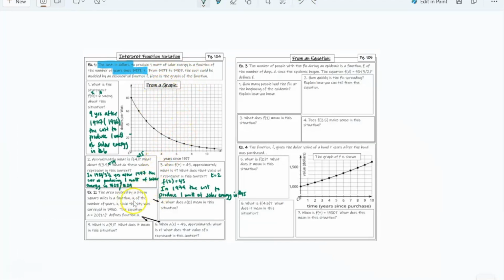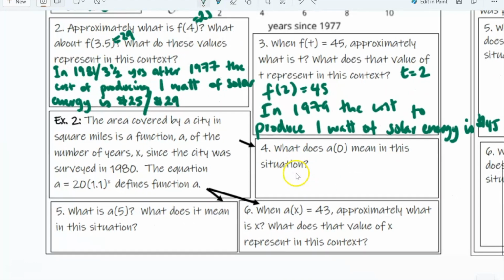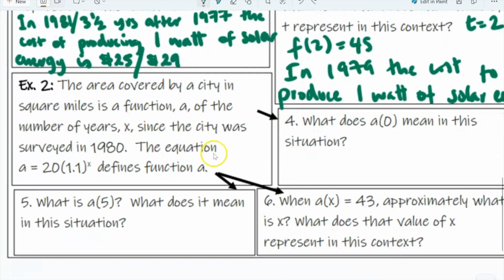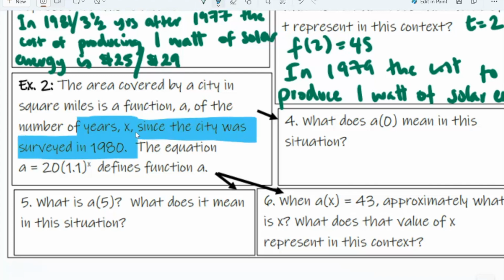I'm going to go ahead and answer from an equation, and then you guys are going to do the other 2 questions. So this is from an equation. So we did from a graph. Now from an equation, what is function notation? The area covered by a city in square miles is a function A of the number of years. Okay, so what are my 2 variables? So years is time, since the city was surveyed in 1980. And then the output is the area in square miles. Okay, so they give you the equation. It defines the function A.